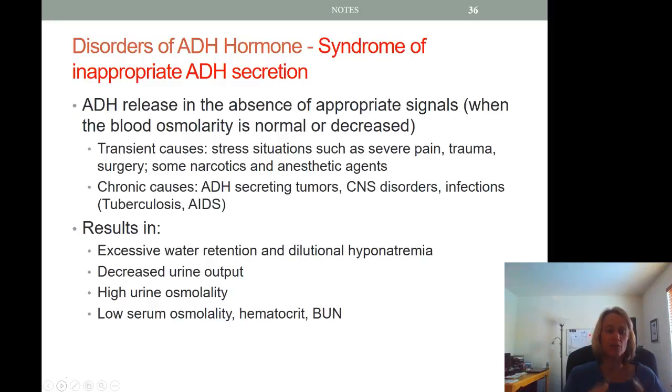So here we have too much ADH, so we have too much water reabsorption. This is going to result in excessive water retention, and all that excess water is going to dilute the blood sodium, resulting in hyponatremia. We see decreased urine output with a high urine osmolality. In other words, the urine is very concentrated, but the blood has a low osmolality. The hematocrit is going to be diluted due to the excess water, as is the blood urea nitrogen.